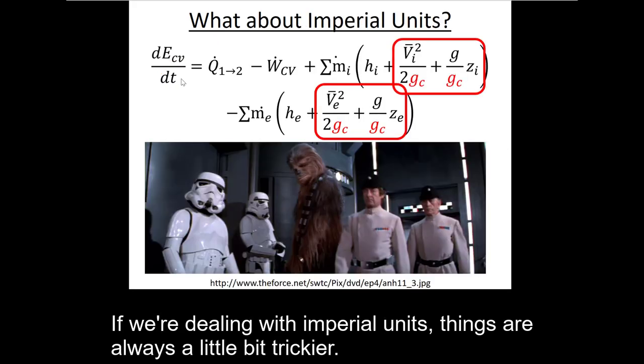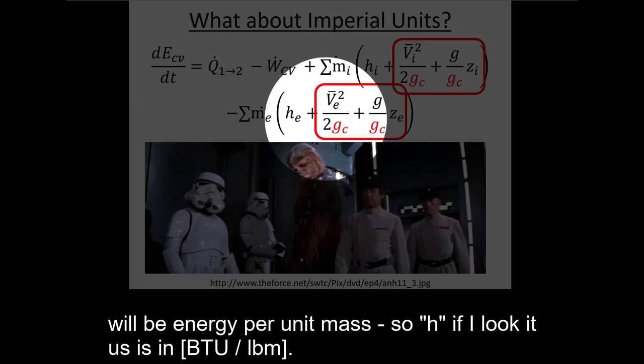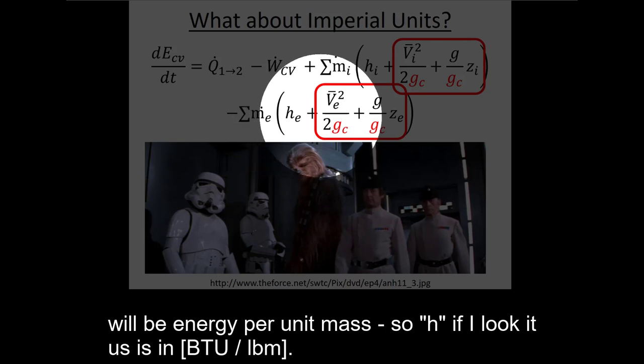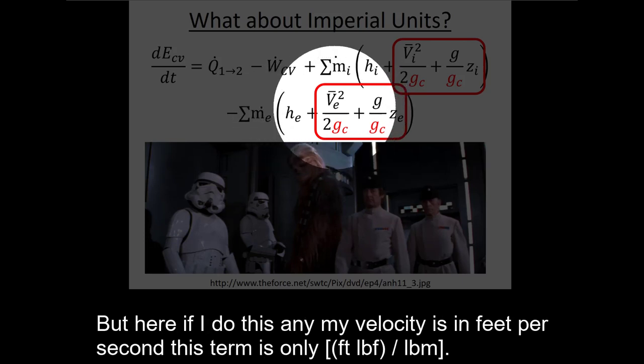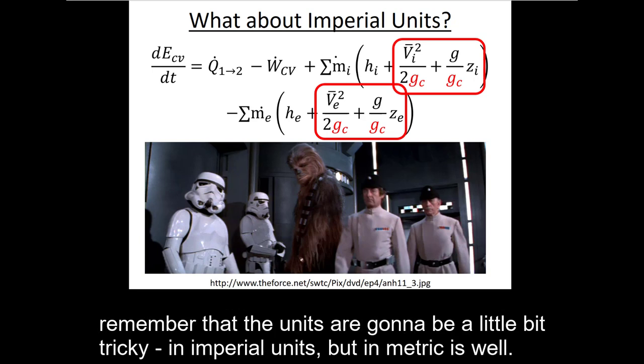If we're dealing with imperial units, things are always a little bit trickier. In this case, first, we have to divide by gc just to get the quantity right. All of these terms will be energy per unit mass. So h, if I look it up, is BTU per pound mass. But here, if I do this and my velocity is in feet per second, this term is only foot-pounds per pound mass. So then I'll have to change from foot-pounds to BTU. So the first thing is I've got to remember to divide by gc. But then I also have to remember that the units are going to be a little bit tricky in imperial units, but in metric as well.